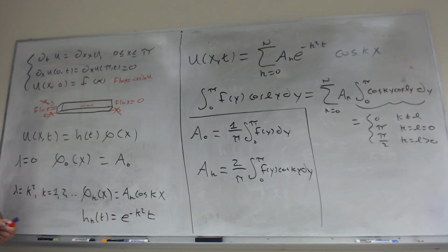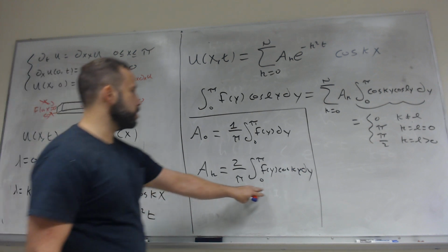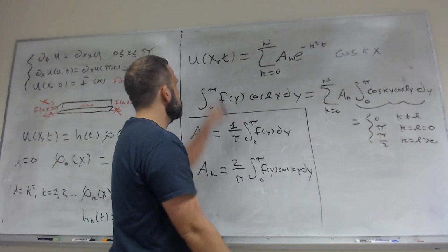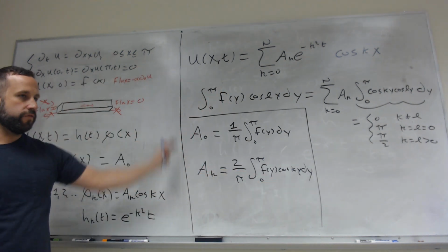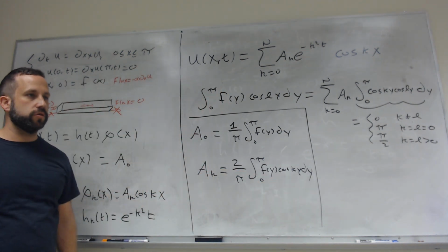Okay, and so now this is as far as we can take the problem because I don't know what f is, so I can't actually compute the coefficients. So this is my formula for u of x, t, and this is the formula for the coefficients here. You just plug those in to get the solution.